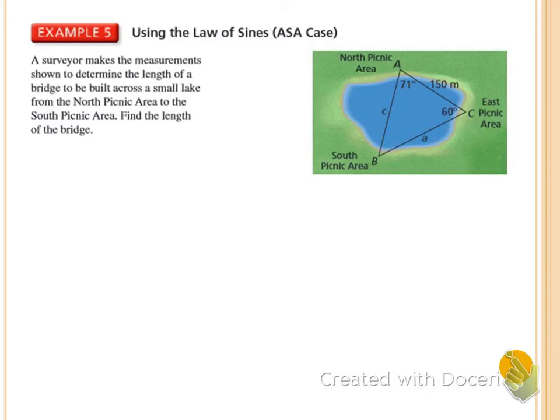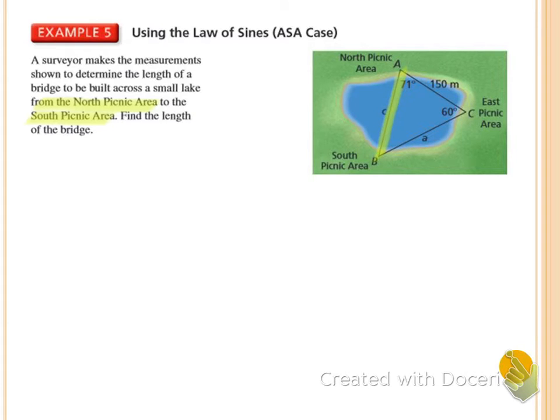Okay, so this one says use the law of sines, so we know we are going to, but we'll go ahead and locate. It says, a surveyor makes the measurements shown to determine the length of a bridge to be built across a small lake from the north picnic area to the south picnic area. We want to find the length of the bridge. So go ahead and locate the north and the south picnic area. We want a bridge between them. So we need to find the length of that bridge.